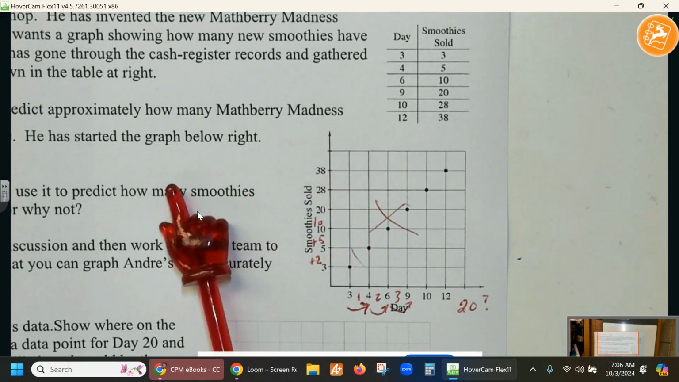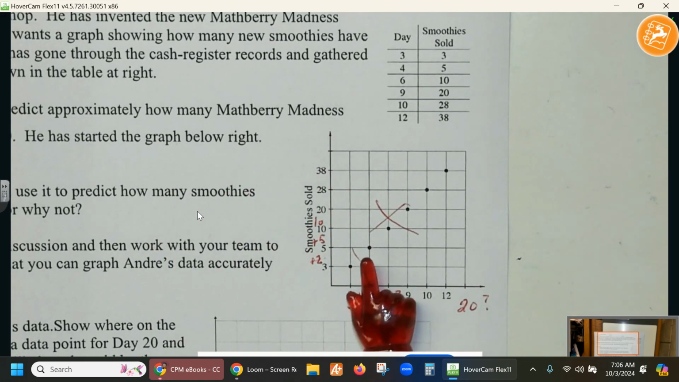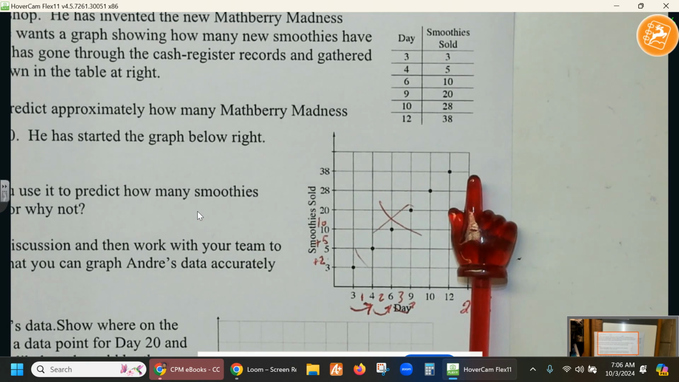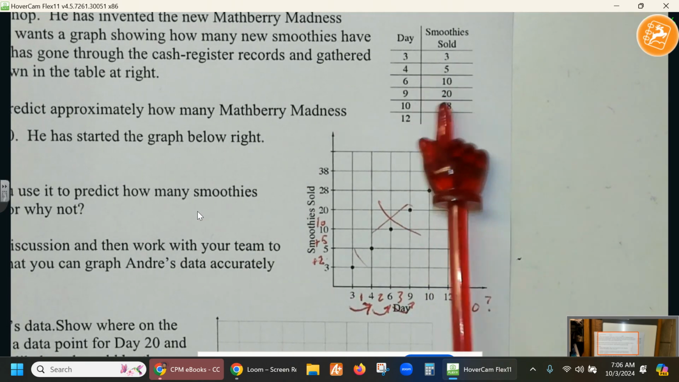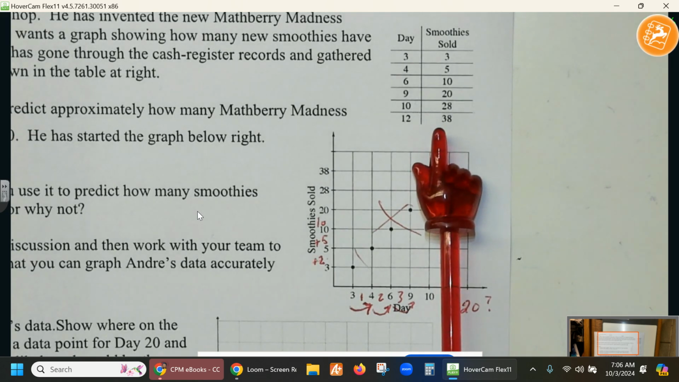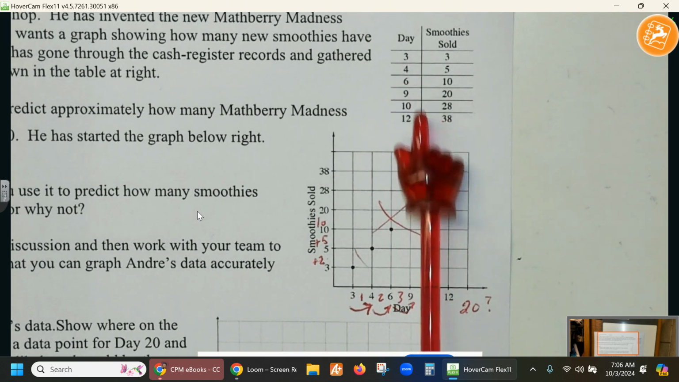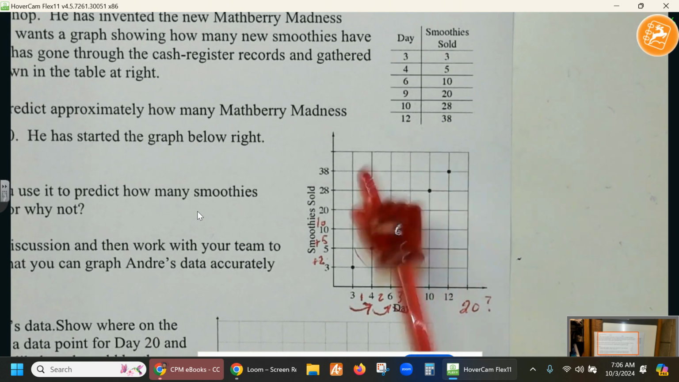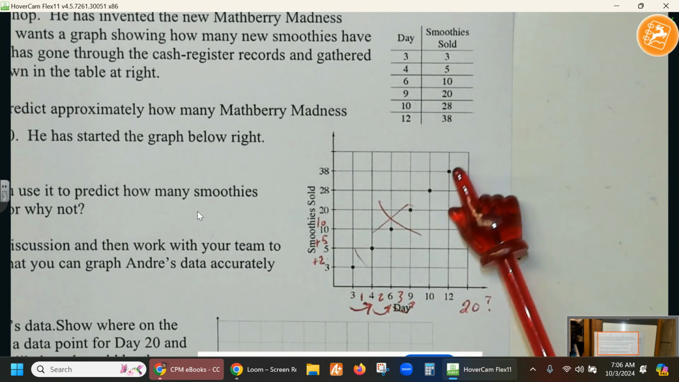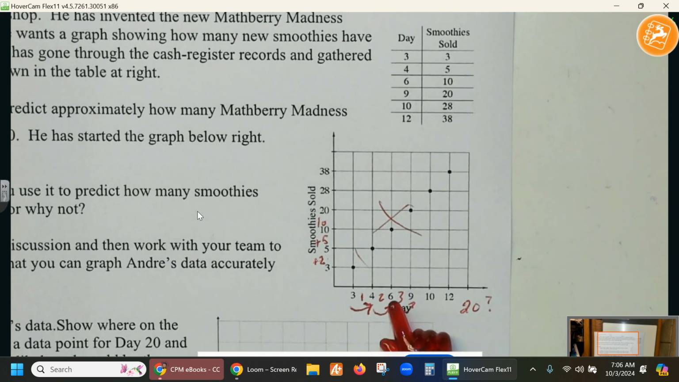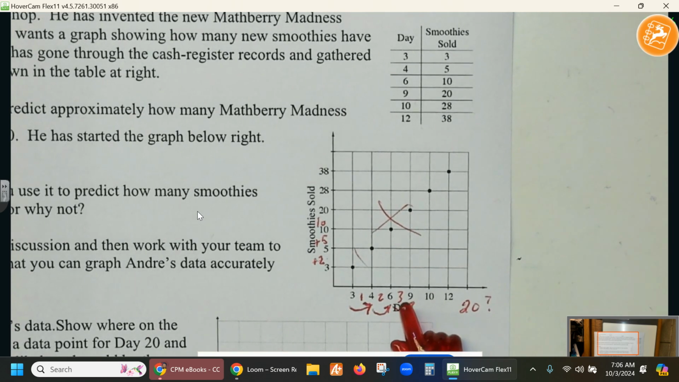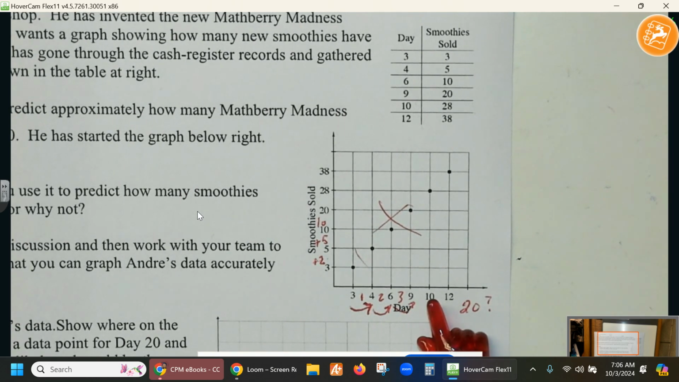What you should have discussed already in class is that this graph right here is not a true graph depicting the relationship between the number of days and the number of smoothies. We need to find, is there a correlation between the number of days and the number of smoothies? This graph looks like a nice true positive correlation, but your intervals here are 1, and then from 4 to 6, that's an interval of 2. From 6 to 9, that's an interval of 3, and then we go back to 1 and 2.